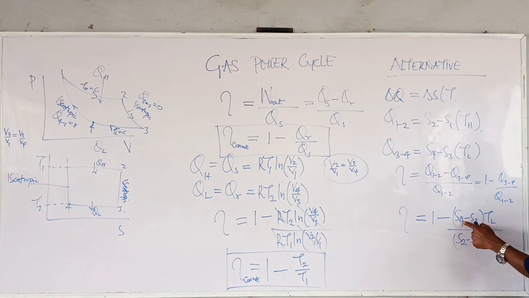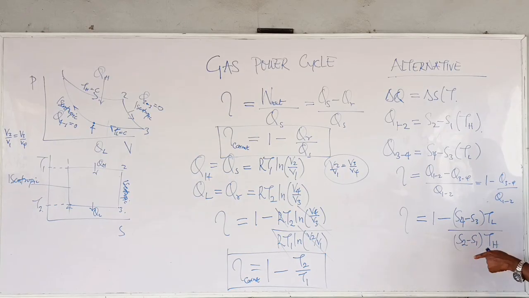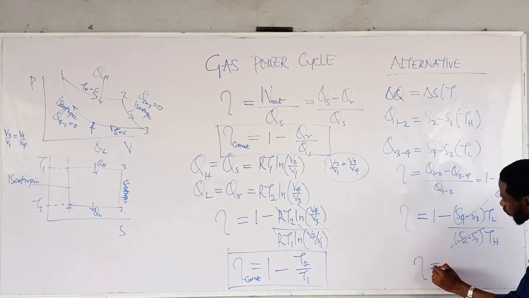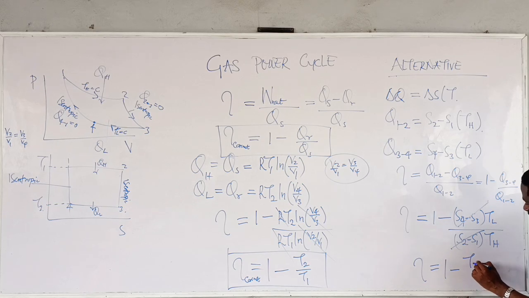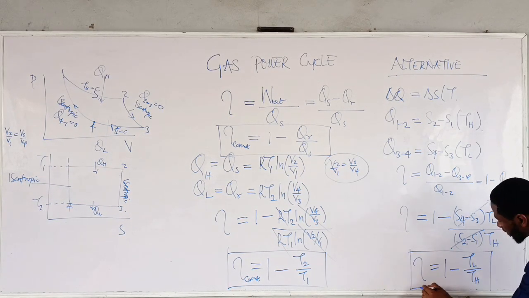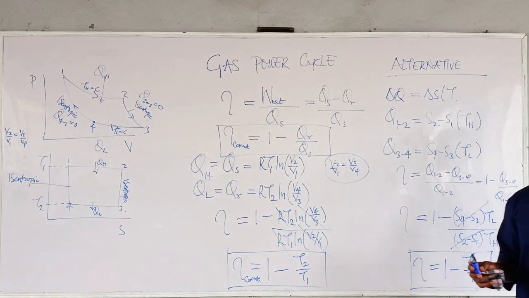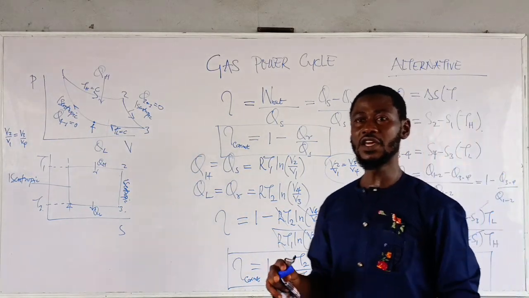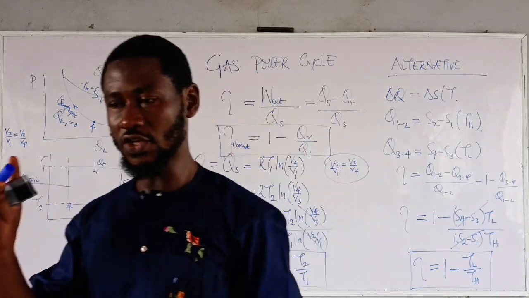S4 is the same thing as what? S1. S3 is the same thing as S2. So we have the cycle efficiency equals 1 minus TL over TH. Don't forget that your TL is the same thing as T2, and TH is the same thing as T1.